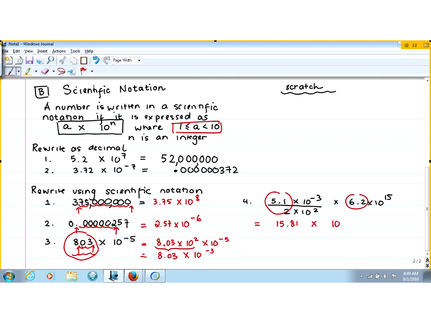Now we will deal with the powers of 10. 10 to the negative 3 times 10 to the 15 divided by 10 squared. So I'm dealing with the number part, and then I'm dealing with the powers of 10 later on. Okay, so what about my powers of 10? What does this give me? So negative 3 plus 15 minus 2. So this is 10 to the 10th. All right.